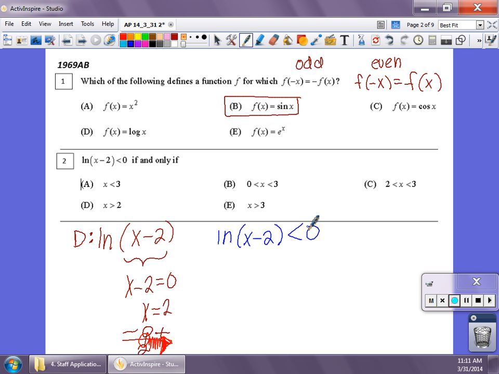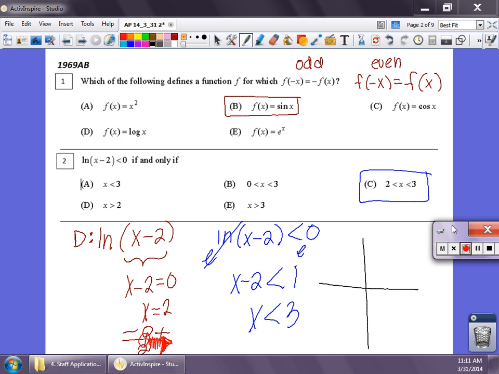So I'm trying to get this to be by itself. How do I eliminate the ln? E, so you probably did this guy. And you get x minus 2 is less than e to the 0 is 1, and then you get that x is less than 3, but has to be greater than 2, therefore this guy. So that's one way to do it. Your ln problems, you have to think about your domain, and ln does not take 0, and it does not take negatives. How do we know that? Because we know what the graph looks like.